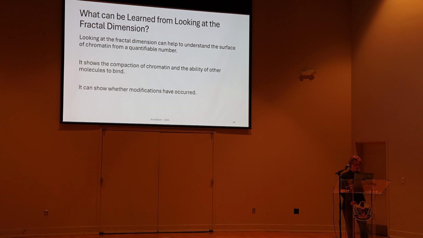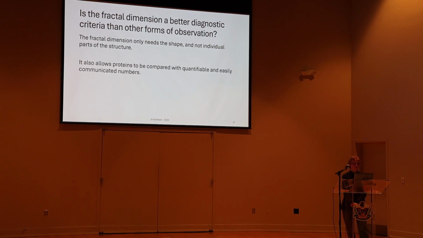What can be learned from looking at the fractal dimension? The fractal dimension can help understand the surface of chromatin as a quantifiable number, and it shows the compaction of chromatin and the ability of other molecules to bind. It could also show whether modifications have happened to chromatin, since as we saw, the fractal dimension increased when it was modified. So is it important to look at the fractal dimension when we have other forms of observation?